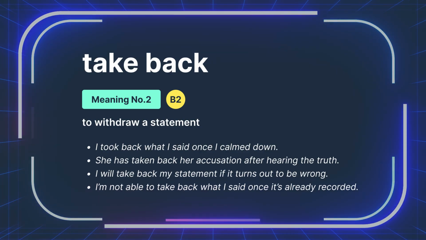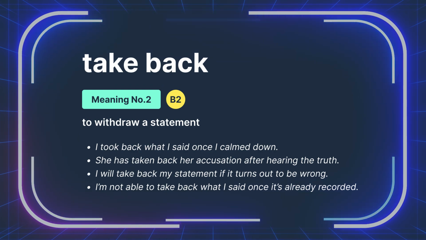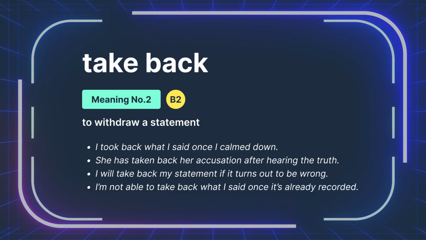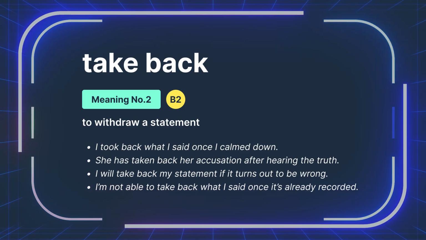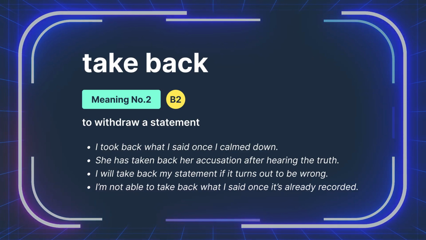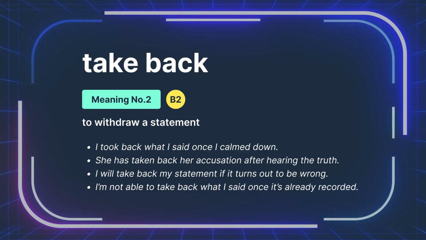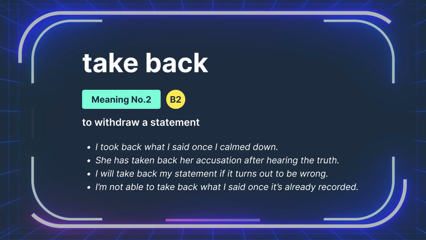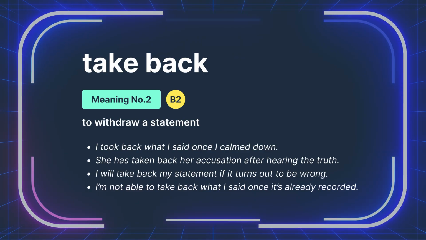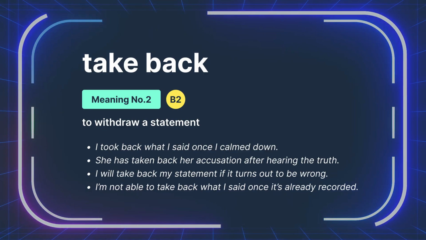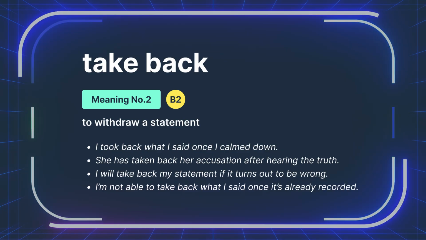Yeah. Because it's tied to, well, accountability, apologies, admitting you were wrong. You hear it constantly in debates, media, politics. Yeah, you do. So an example like, okay, I took back what I said once I calmed down. That's personal accountability, right? Using the past simple again for that completed act of retraction. Exactly. Or think about a public figure you might hear: she has taken back her accusation after hearing the truth. Using the present perfect there is key. Why the present perfect specifically? Because it emphasizes the current result.